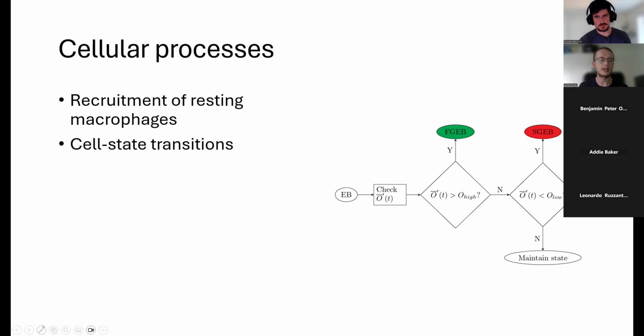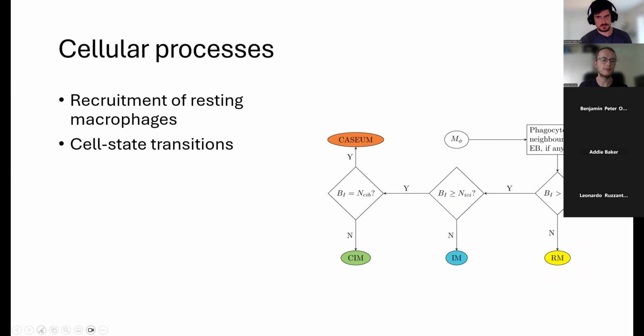We also have our cell state transitions. So the bacteria will check their local oxygen concentration, and if it's above a certain threshold, then if they were slow growing, they become fast growing. If it was below a certain threshold, then had they been fast growing, they become slow growing. And if the oxygen is just between these two thresholds, then there's no change in the state. If they were fast growing before, they stay so. If they were slow growing before, they stay so.